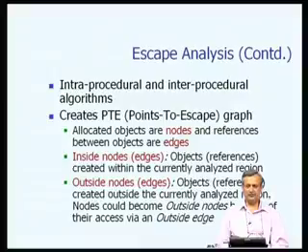So, there are two types of nodes and two types of edges. There are inside nodes and outside nodes, there are inside edges and outside edges. Inside nodes are objects created within the currently analyzed region. As simple as that. So, you are analyzing, let us say, a method, we create the object within that method, then it corresponds to an inside node.